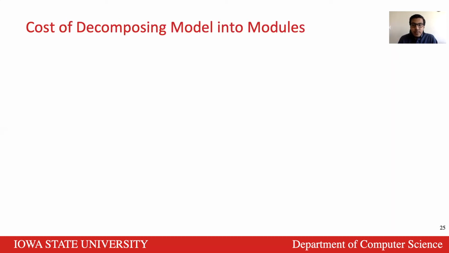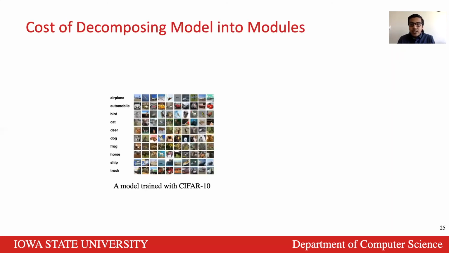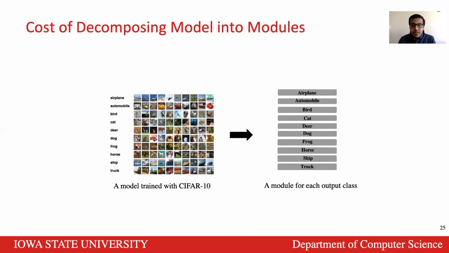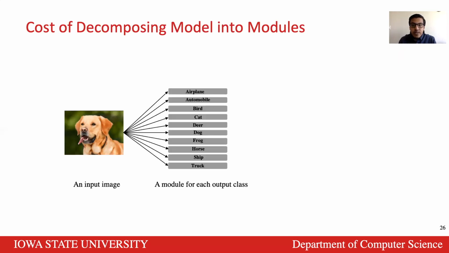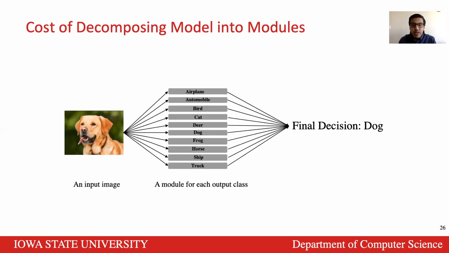For each model, we decompose it into modules for each output class. For instance, for CIFAR-10, a module is built for each output class, for example, airplane, automobile, bird, etc. Then, to compute the composed accuracy, each input is sent to all the modules and a voting-based decision is taken to get the final decision. In this case, a very cute dog.